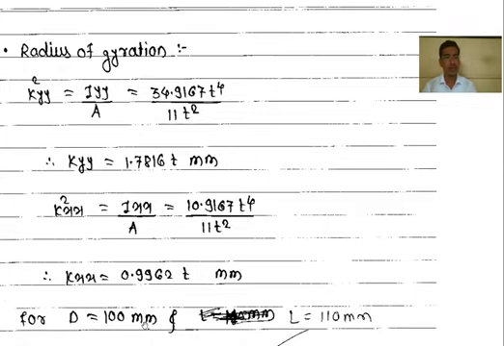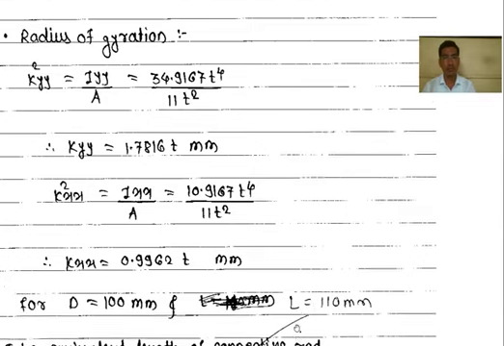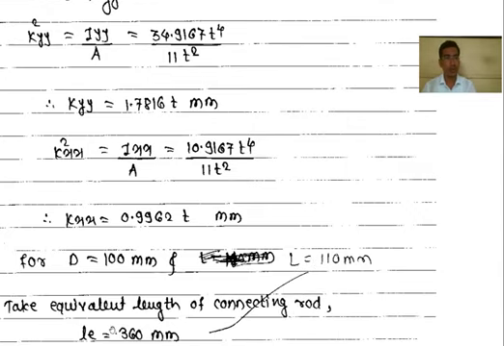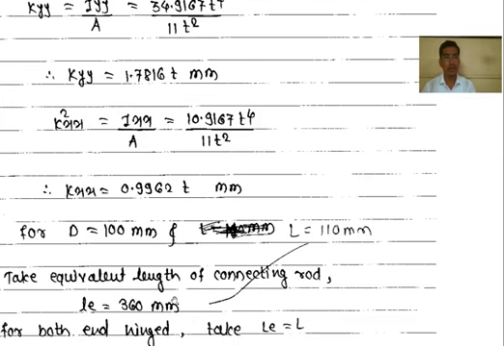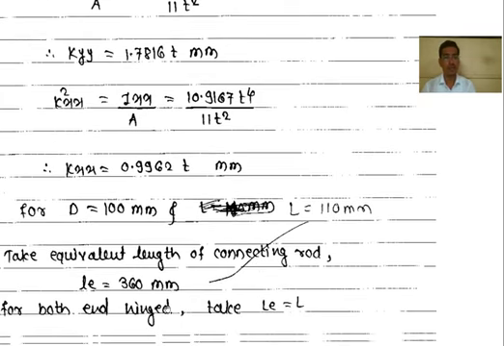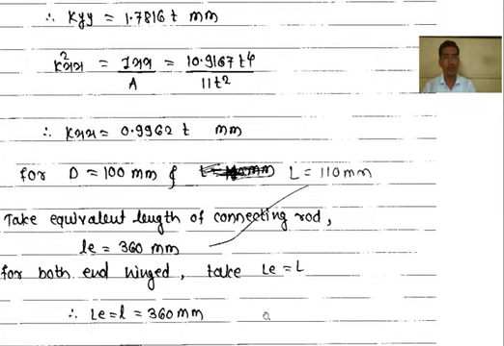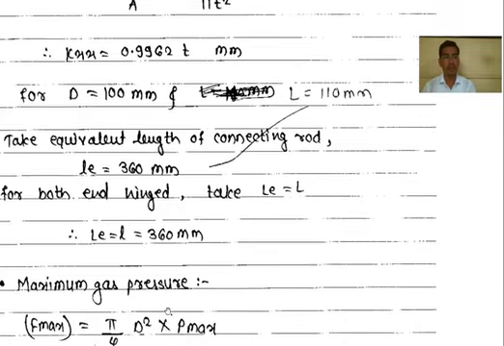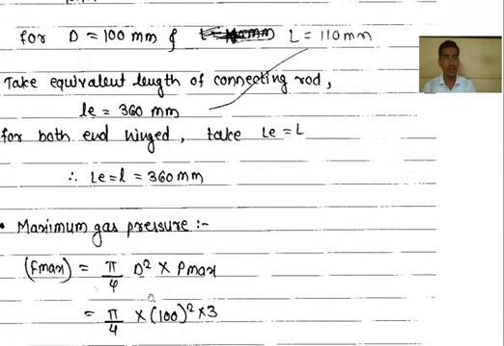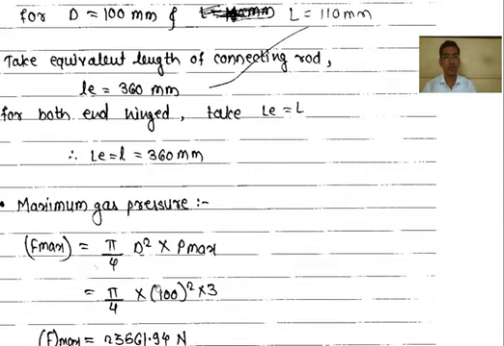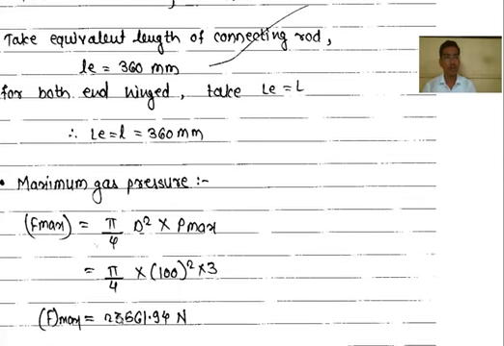So for D, that is the bore diameter, 100 mm and bore length 110 mm, take the equivalent length of connecting rod L equal to 360 mm. For both ends hinged, we have to take L E equal to capital L. Therefore, L E is equal to 360 mm. Then maximum gas force F max is equal to pi by 4 D square into P max. So D will be 100 mm and maximum pressure is 3 Newton per mm square. So the maximum gas force acting will be 23,561.94 Newton.